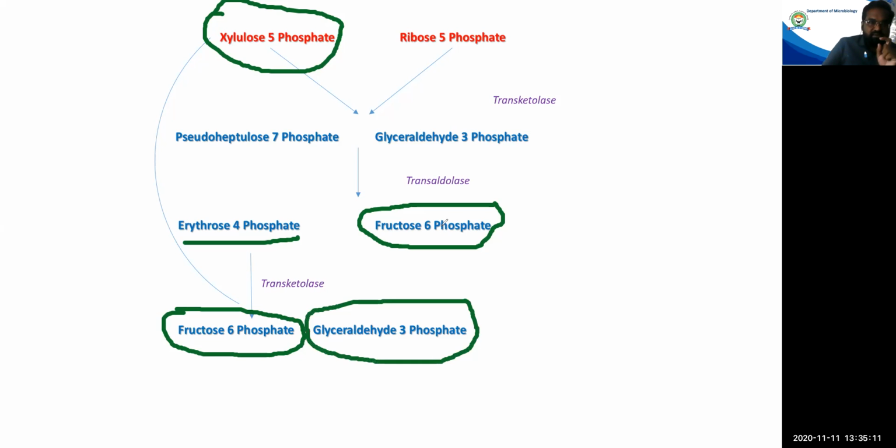Now, here there is one fructose 6-phosphate, here there is one fructose 6-phosphate, and here there is one glyceraldehyde 3-phosphate. All these three molecules may enter your EMP pathway quite easily, and they can be utilized to form ATP. Okay.